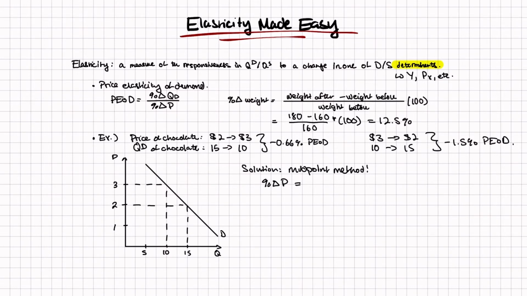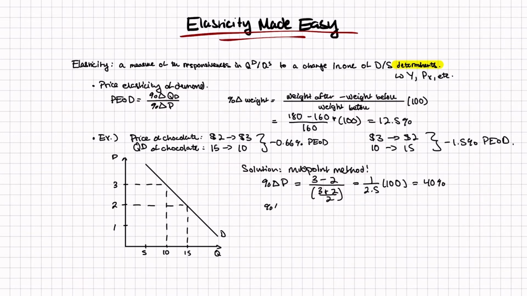Imagine price goes up from $2 to $3. To find the percentage change in price, we take 3 and subtract 2. This gives 1. We then divide by the midpoint between 3 and 2. This is just the simple arithmetic average of 3 and 2. 3 plus 2 divided by 2 is 2.5. So we divide 1 by 2.5 and multiply by 100. Price rose by 40%. What about quantity demanded?